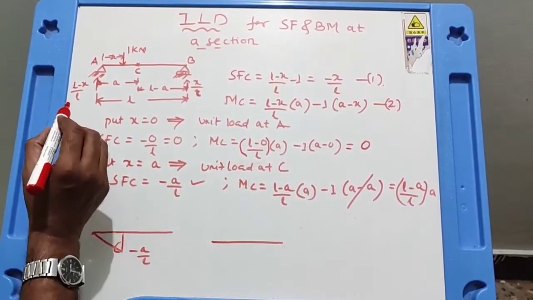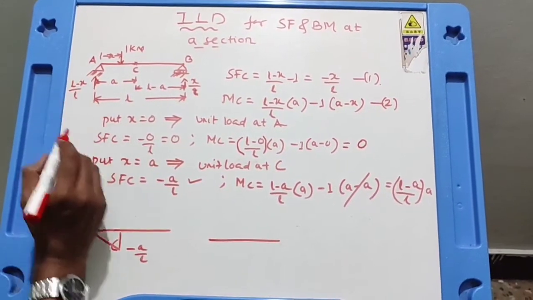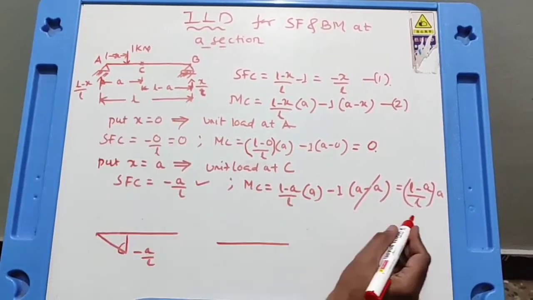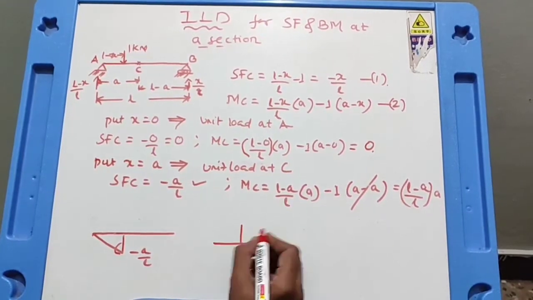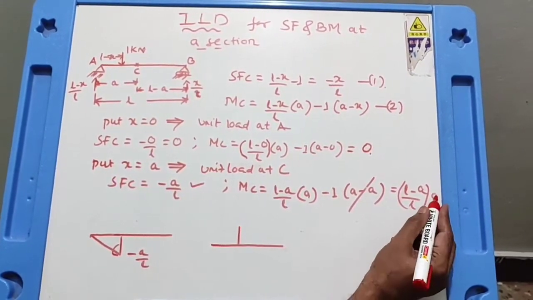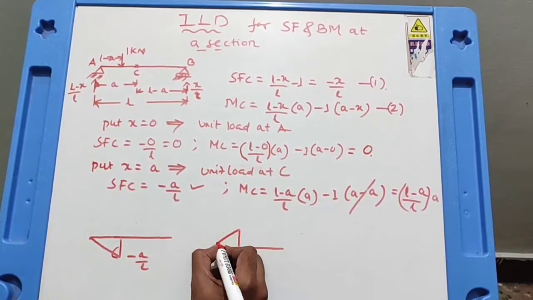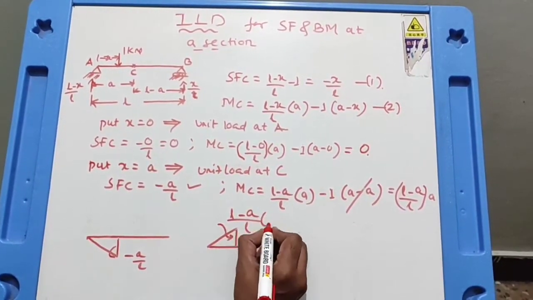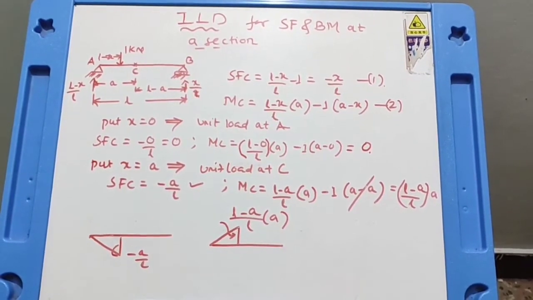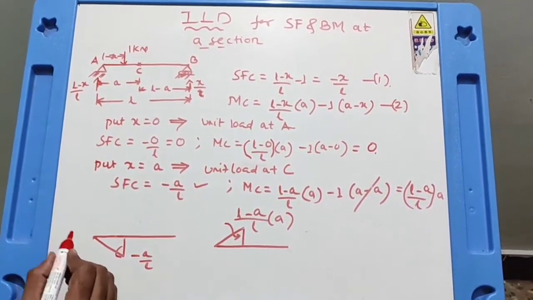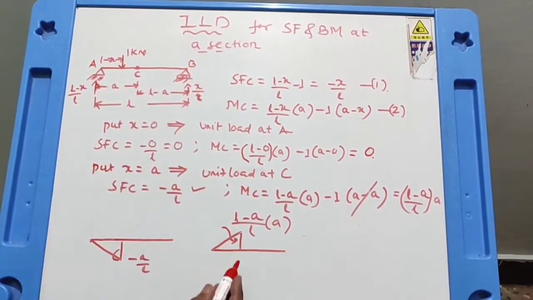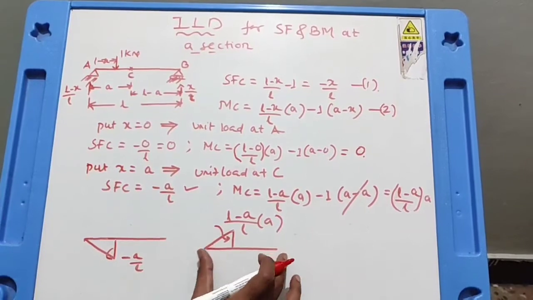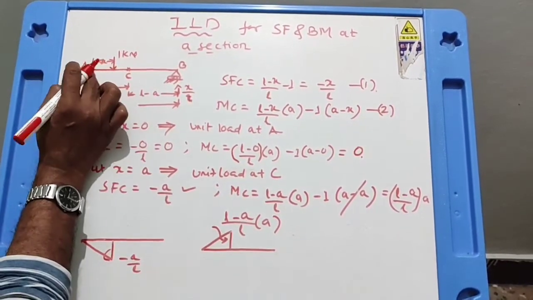How does the influence line diagram for bending moment look? When x is equal to 0, that is when the unit load is at A, we have seen bending moment at C equal to 0. When the unit load is at C, bending moment is a positive value, L minus A upon L into A. So 0 and a positive value, equal to L minus A upon L into A. So this is how the influence line diagram for bending moment and for shear force look when the unit load moves from A to C.